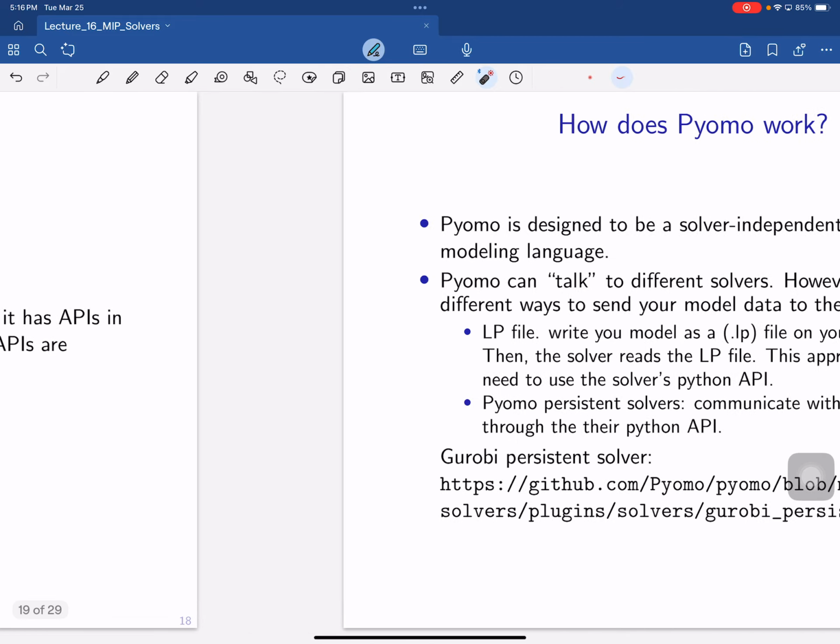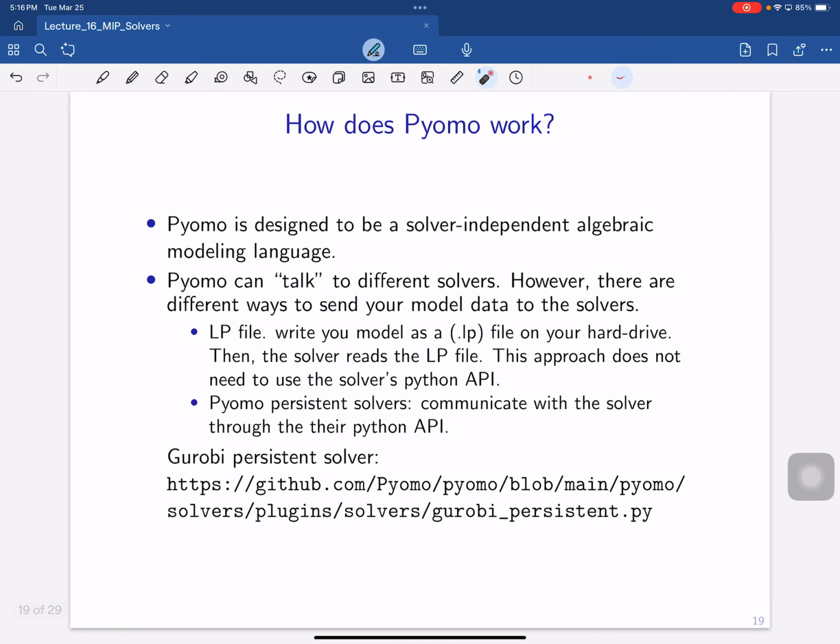So Pyomo actually built some interface to talk to different solvers using their Python API. That is called the Gurobi or CPLEX persistent interface. It is a way of talking to a solver using their Python API. You can check how this works by checking maybe the gurobi_persistent.py. Similarly, you can imagine there is a cplex_persistent.py as well.